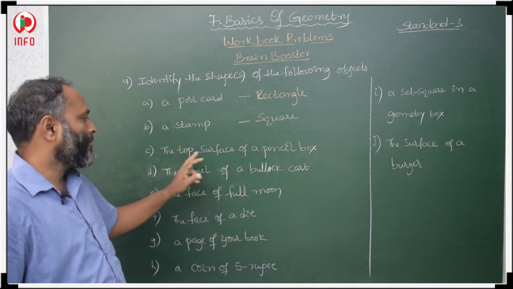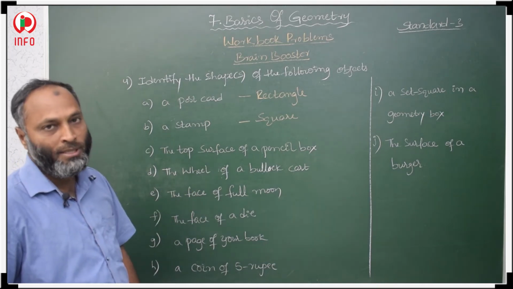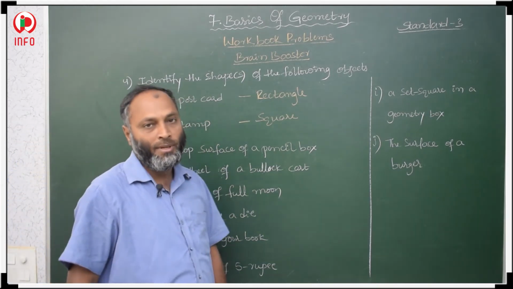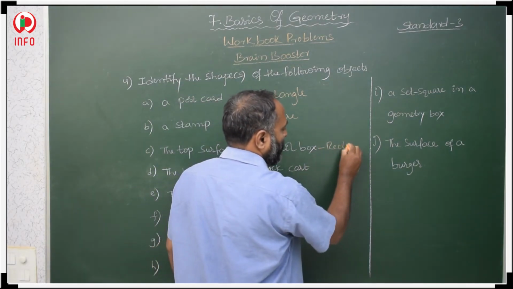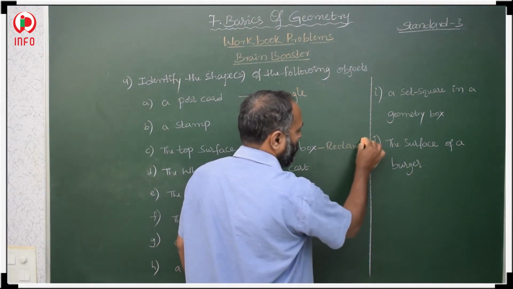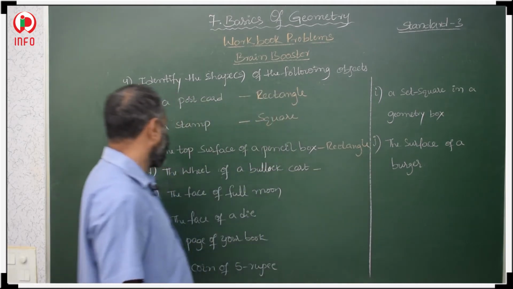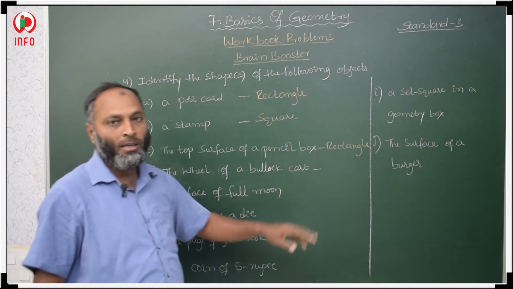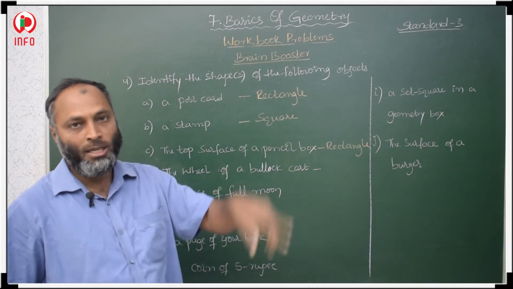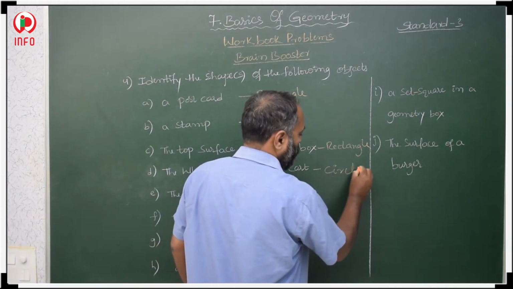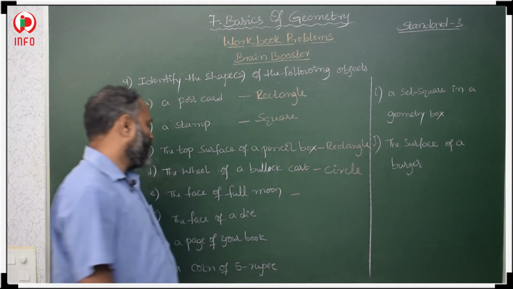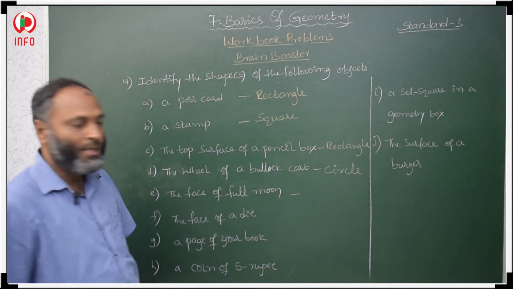Next, the top surface of a pencil box. The pencil box top surface is a rectangle. Next, the wheel of a bullock cart. It is in circular shape. It is a circle. Next, the face of a full moon. Circle, circular shape.